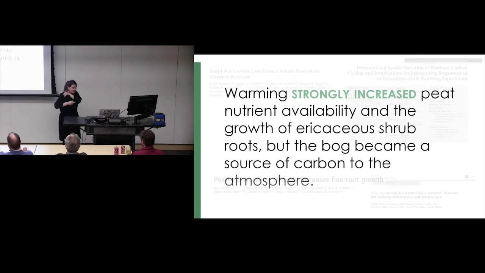So what we have found after we started the warming in 2015 is that warming had strongly increased the nutrient availability in the peat, which has also been found in uplands, and also the growth of ericaceous shrub roots, which I'll show you. But even with that, the bog became a source of carbon to the atmosphere, a source of carbon dioxide and a source of methane. So the response of the plant communities and the increase in nutrient availability was not enough to keep this bog from becoming a source of carbon as the bog warmed up and dried up.